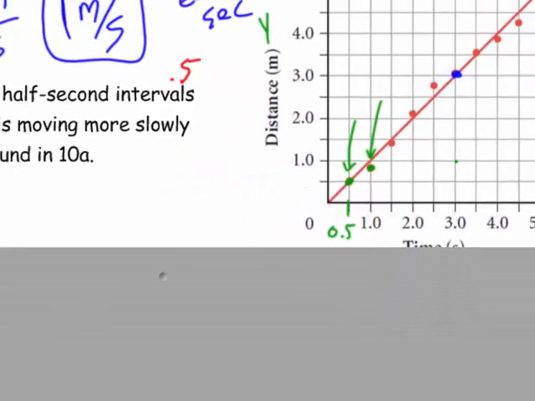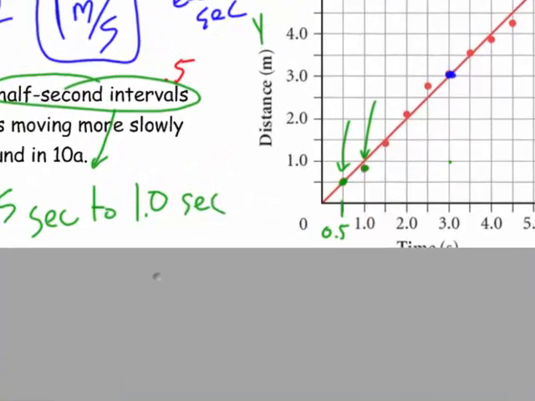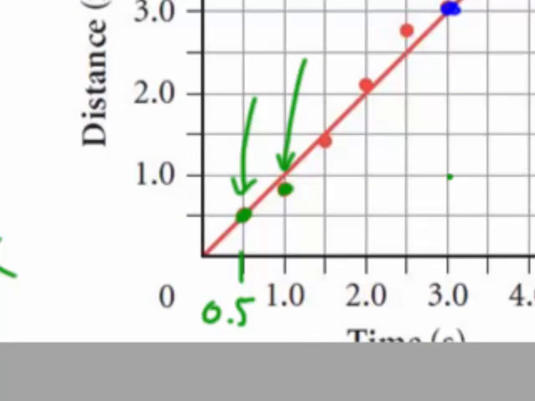So I could say from 0.5 seconds to 1 second, right? That's a half-second interval right there, from 0.5 to 1 second. I actually moved just a little bit slower than 1 meter per second. So if I look, I didn't quite go up half of a meter in half of a second, right? So you're just kind of looking based off that line. That's why it's nice to have that line to tell.